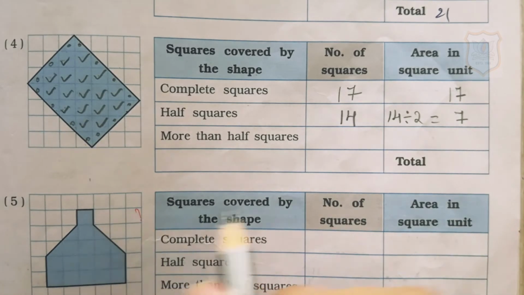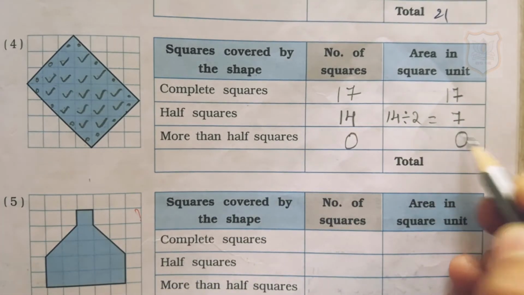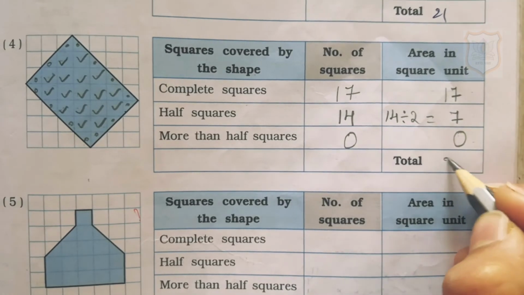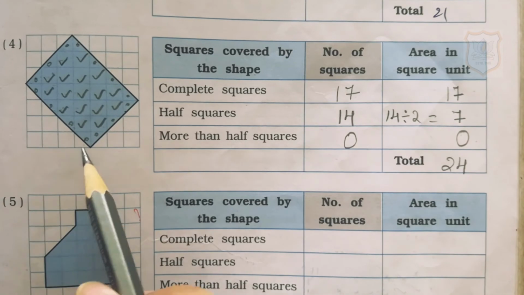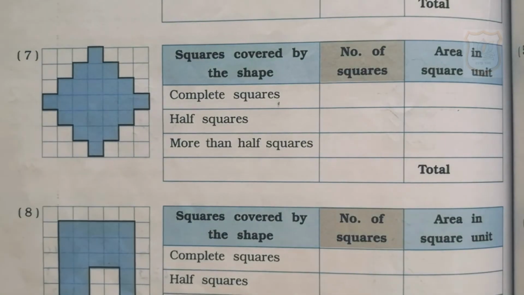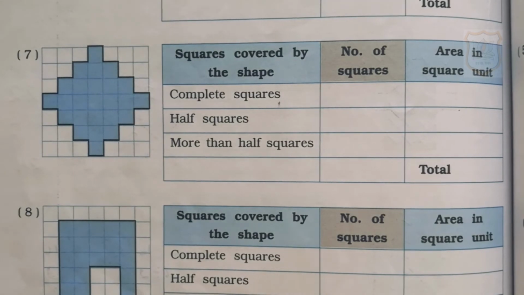Now there are no more than half square, so we will write 0 over here and 0 in the area also. Now we will add this 17 plus 7 plus 0. By adding this we will get 24. So the area of this figure is 24 square centimeter. Students, try to solve 5 and 6 sum of question number 3 by yourself.